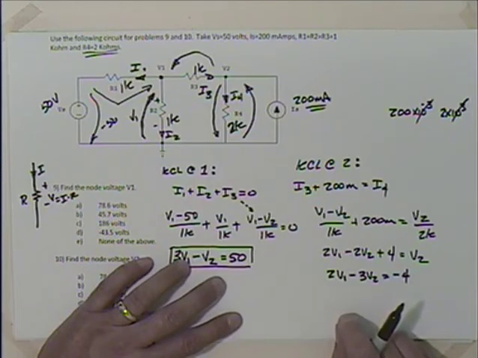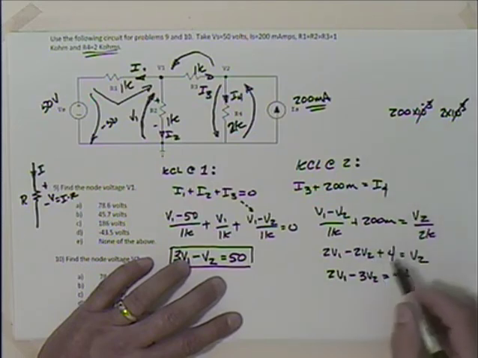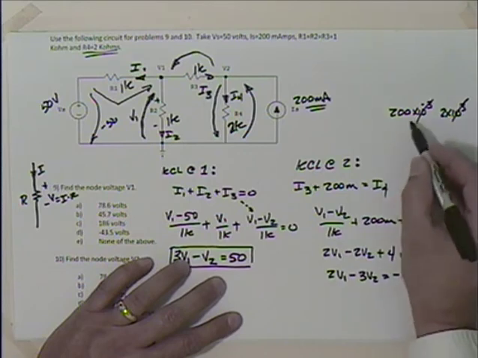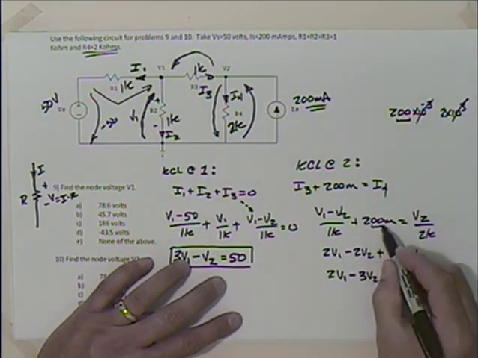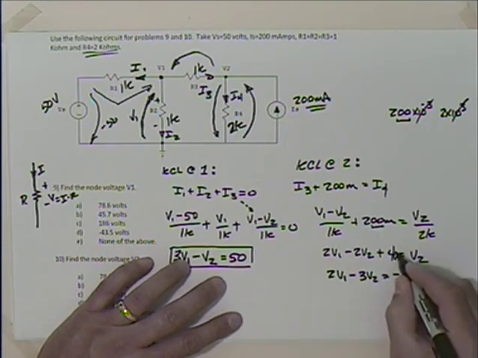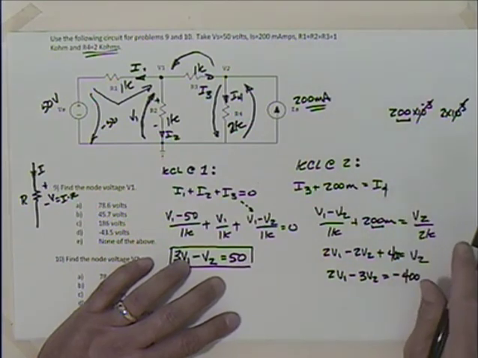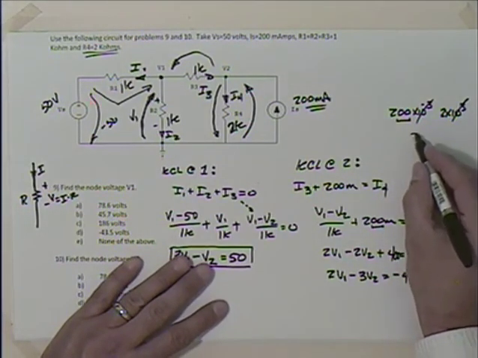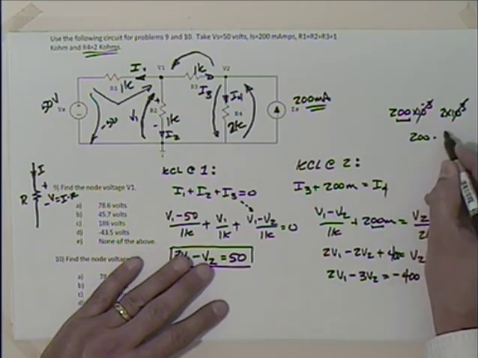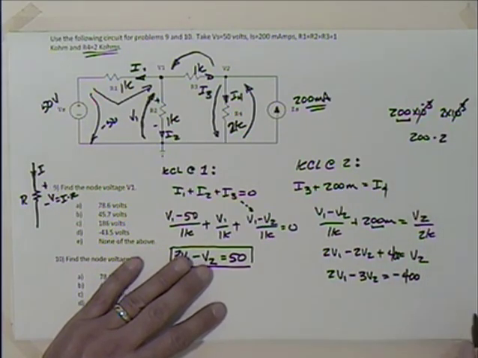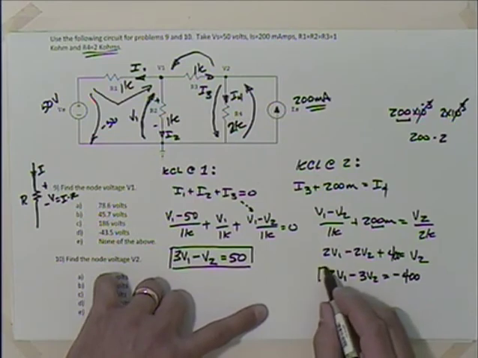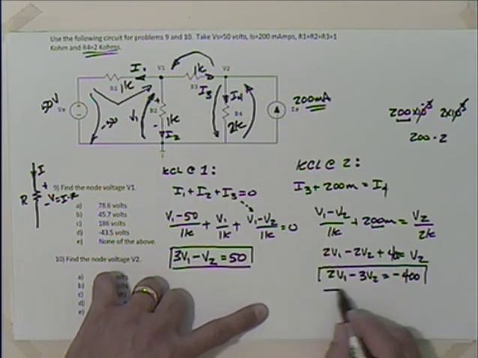So, oh, I still got this 200 here. I forgot those. Yeah, 200. So this should be 400, shouldn't it? There we go. Am I okay now? Yeah. Okay, so this would be 200 times 2, 400. Very good. I'm going to double check that.